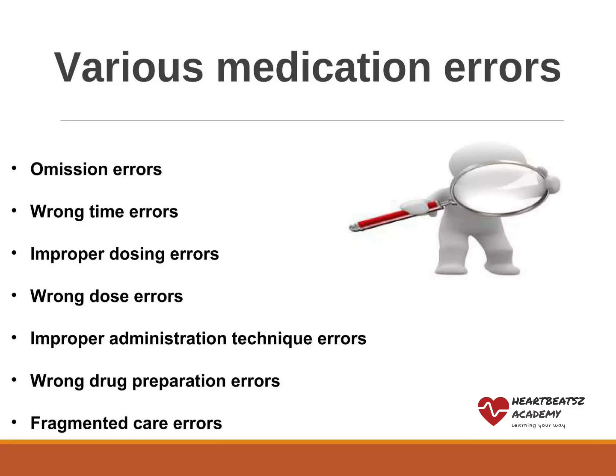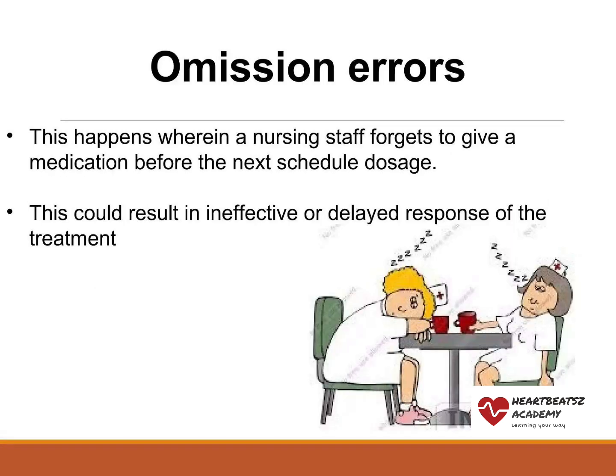Various medication errors can be plenty, which may include omission errors, wrong time errors, improper dosing errors, wrong dose errors, improper administration technique errors, wrong drug preparation errors, fragmented care errors, etc. Omission errors may typically happen wherein a nursing staff forgets to give a medication before the next scheduled dosage. This could result in ineffective or delayed response of the treatment.